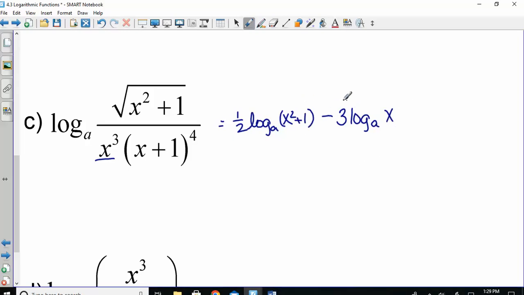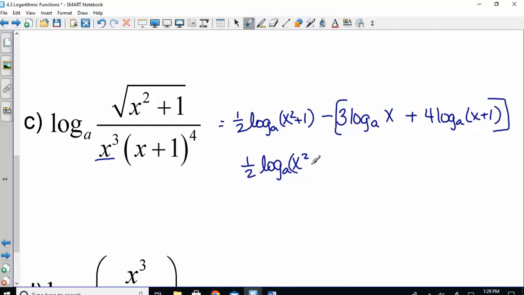Here's the problem. All of this is on the bottom, right? So you guys broke apart this and said, well, they're multiplied, so I need to add log base A of x plus 1. And it's not that. Since it's on the bottom, if you distribute that negative, you have minus 3 log base A of x minus 4 log base A of x plus 1.